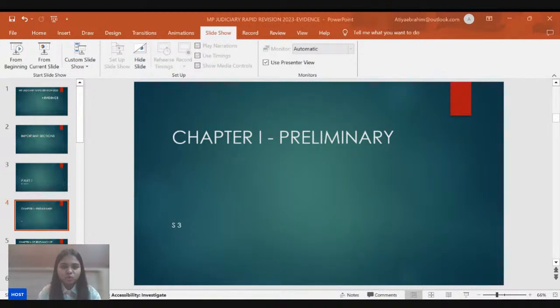From chapter 2, which is of relevancy of fact, section 5 to 55, these are the important sections. Please note it down. If I'm going fast with the slideshow, please tell me, I'll wait. See, every section is important, but still I have jotted down some sections from the previous year papers which have come continuously, which are repeated every year, and which should not be missed.